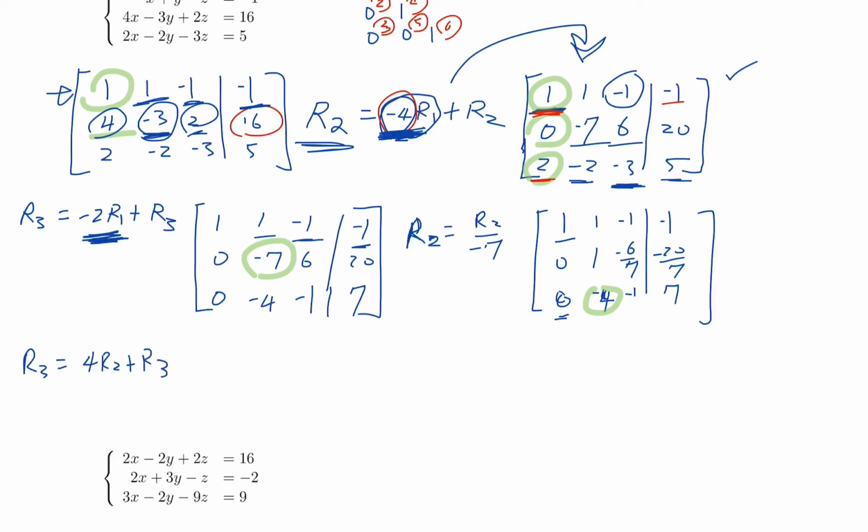Okay. So then 4 times 1 gives me 4. If I add to negative 4, gives me 0. So let me write that. So 1, 1, negative 1, negative 1, 0, 1, negative 6 over 7, negative 20 over 7. So 0, 0. Now 4 times negative 6 over 7 gives me negative 24 over 7. Let me actually write this part a little bigger so I can do step by step.